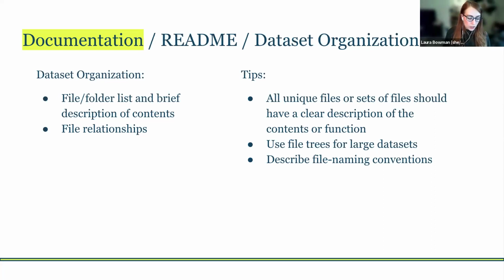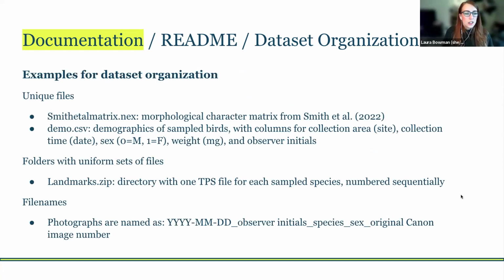And then for homogeneous directories that maybe have outputs from some instrument or they're all the same, just different samples, you describe file naming conventions so that based on what is in the name of the file, users will know what that contains already. And I'll give you an example of that to make it more clear on this page. So these are some examples of what these would look like in a README or other documentation. So first we have unique files, file name, brief description of it.